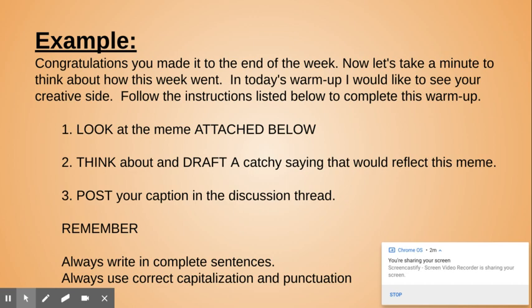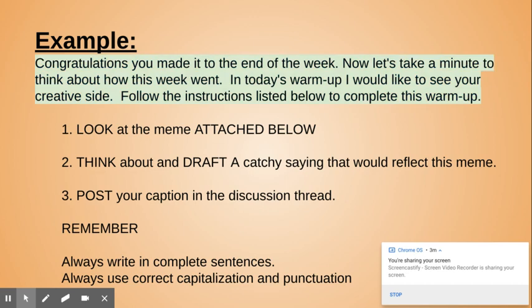You have number 1 where it says, look at the meme attached below. You have number 2 where it says, think about and draft a catchy saying that would reflect this meme. Number 3, post your caption in the discussion thread. Then it says, remember, always write in complete sentences, always use correct capitalization and punctuation.